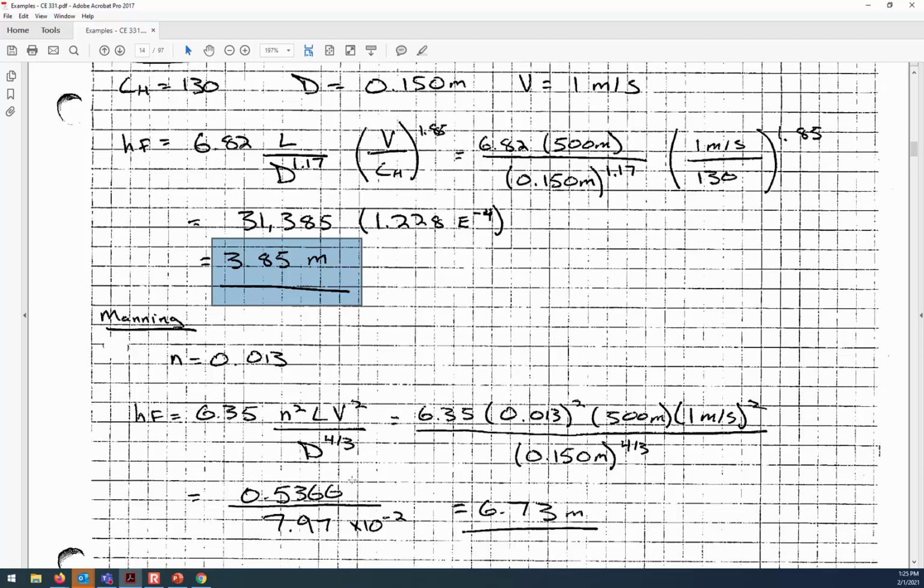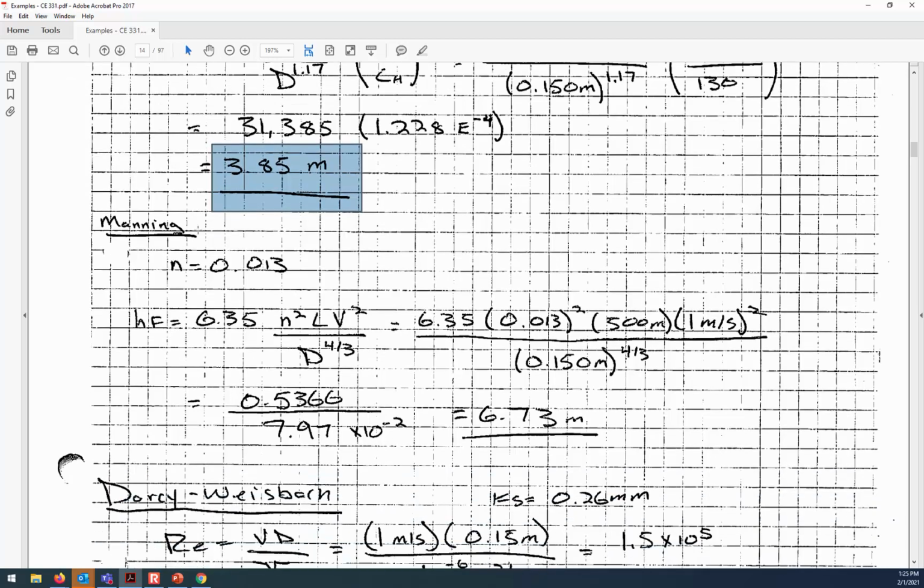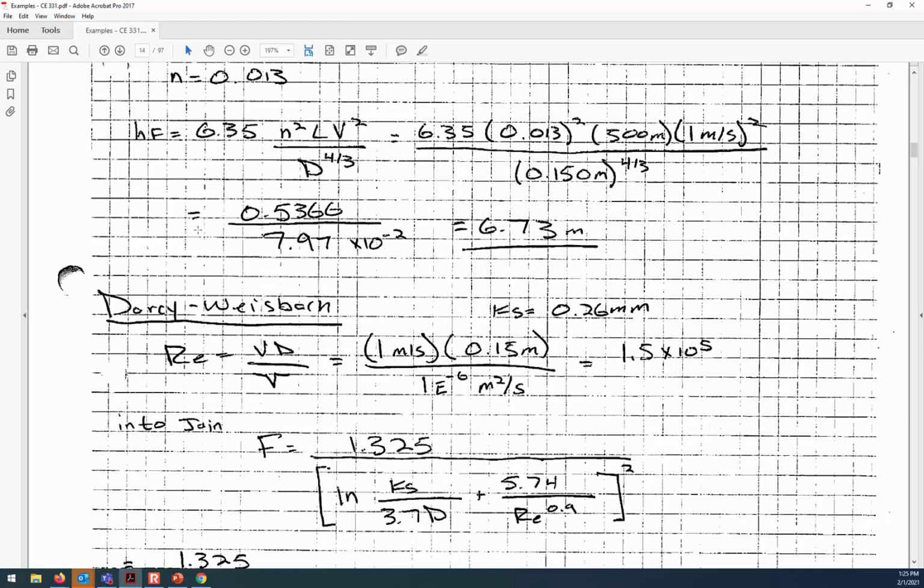And again, the reason why it's the most accurate is not just because it's the most complicated. It's the most accurate because it takes the unique flow conditions into account. So for instance, whereas the Manning and Hazen-Williams equations didn't really take into account the Reynolds number, the Darcy-Weisbach equation does. And so if we have water here, which has a typical kinematic viscosity of 1 times 10 to the minus 6 meters squared per second, then for this 150 millimeter diameter pipe, our Reynolds number should be 1.5 times 10 to the 5th.